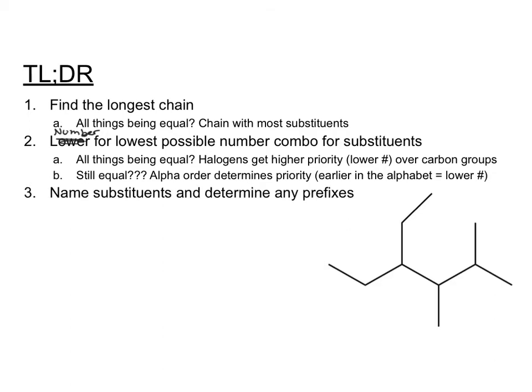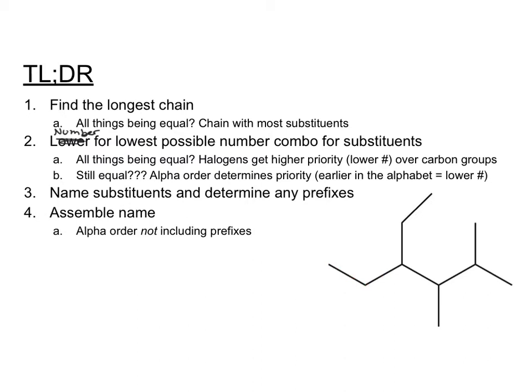Okay, then you're going to name your substituents, determine if you need any prefixes, and then from there you're going to assemble your name in alphabetical order, not including any prefixes that you might have added. So let's start with this molecule here on the right. I'm going to look for the longest possible chain.